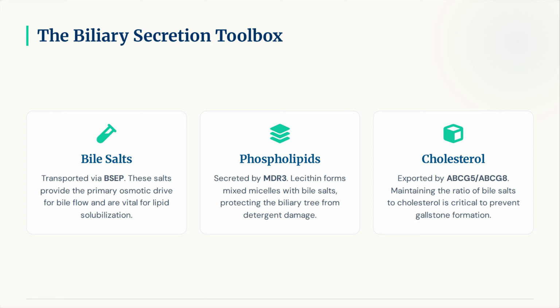Next are phospholipids, specifically lecithin, secreted by MDR3. These form mixed micelles with the bile salts, acting as a buffer to protect our bile ducts from the harsh, detergent-like effects of the salts themselves. Finally, cholesterol, which is exported by the ABCG5 and ABCG8 transporters. Maintaining the exact right balance between bile salts and cholesterol is critical. If that balance tips, cholesterol can precipitate, leading to gallstones.